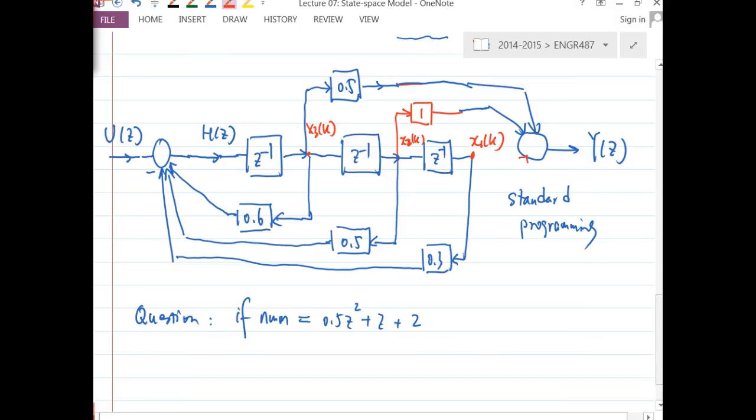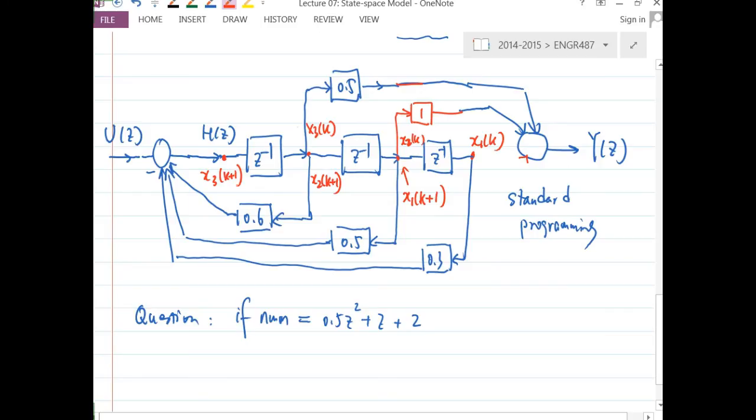All right, so this is x2 of k, but I can also write this guy as what? See, this is one delay. After one delay, you get x1 of k. So at this place, this is also x1 of k plus 1, right? And over here, it's also x2 of k plus 1. And over here, x3 of k plus 1. Make sense?